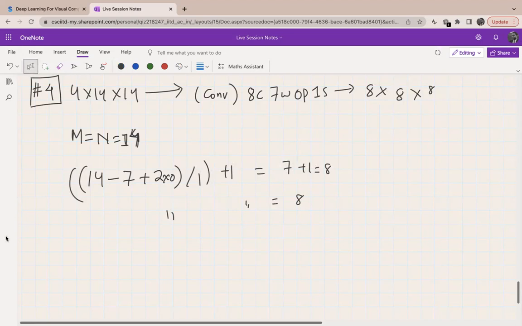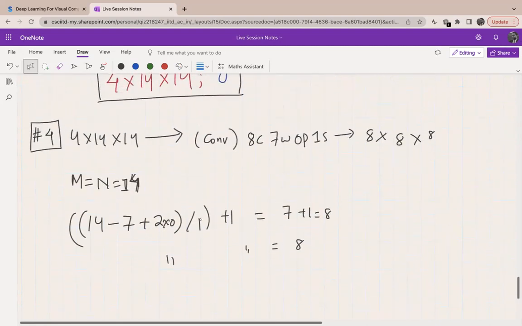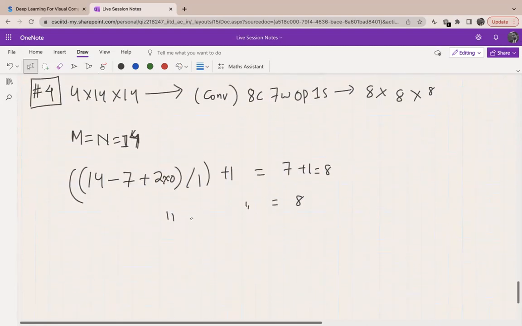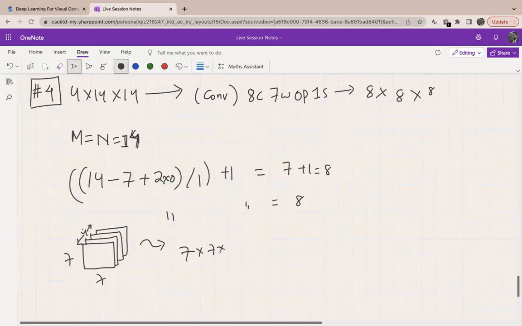Now let's calculate the number of parameters that we got out of this. We have filters here of 7 cross 7, and the channel size of each filter will be the same as the channel in the previous layer. So here it will be 4. So one filter consists of 7 cross 7 into 4, which is 196.